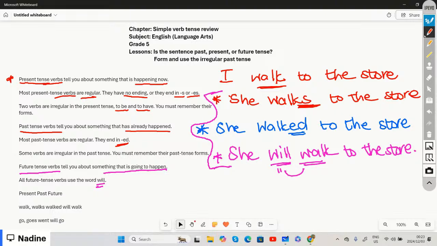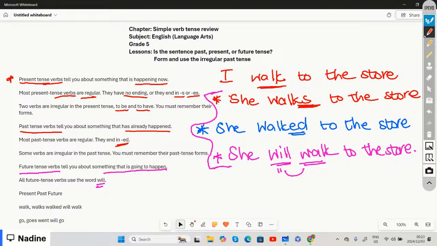So these are just our regular tenses: regular past tense, regular present tense, as well as regular future tense, right? With regular verbs in the present, past, or future, we just follow a rule. Within our present tense, we add an s. In our past tense, we add an ed. And in our future tense, we add will in front of our verb.